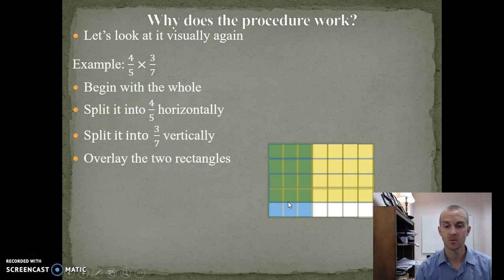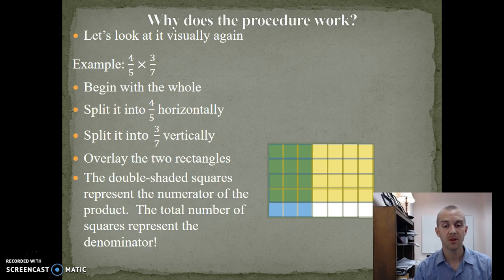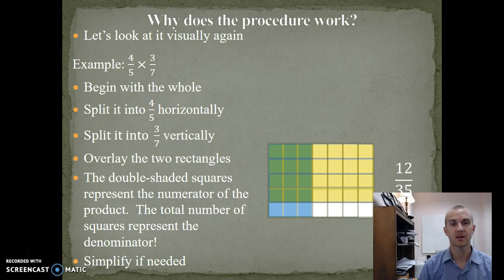So if I count 1, 2, 3, 4, 5, 6, 7, 8, 9, 10, 11, 12. So my numerator is 12. And my total is 1, 2, 3, 4, 5, 6, 7 by 1, 2, 3, 4, 5. There's 35 total squares now. So my fraction would be 12/35. And I remember to simplify if I need to.